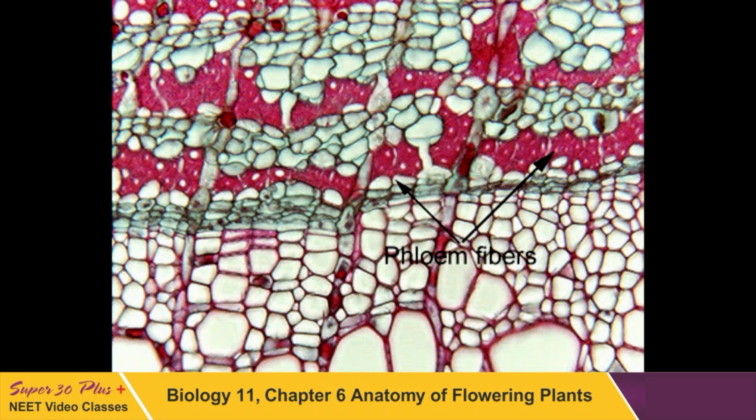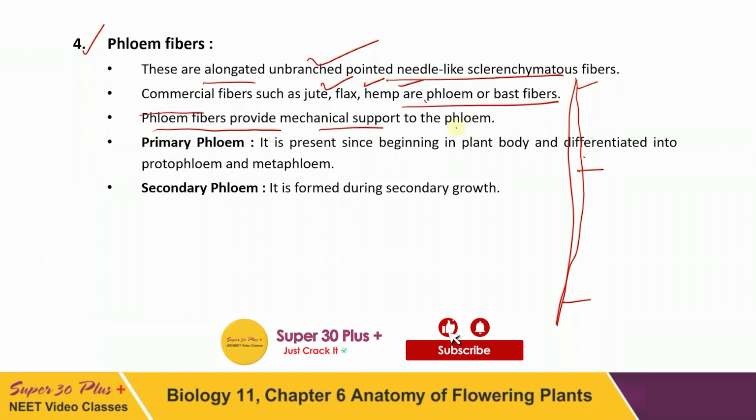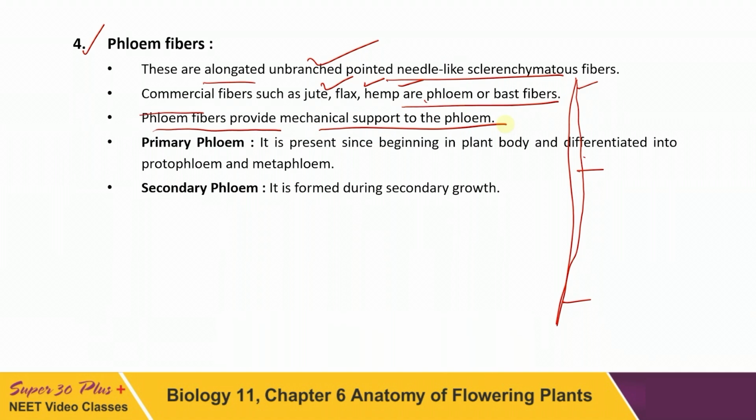Okay. Come to the next now. Phloem fiber. As I told you in the beginning also, it is a sclerenchymatous fiber, long, elongated, with a pointed structure. Thick cell wall, made of lignin, and the lumen is less. Elongated, unbranched, needle-like structure. Commercial fibers like jute, flax and hemp are phloem fibers. They provide mechanical support, because the other tissues are non-living and do not have lignified cell walls, so mechanical support to the phloem will be provided by the phloem fiber.